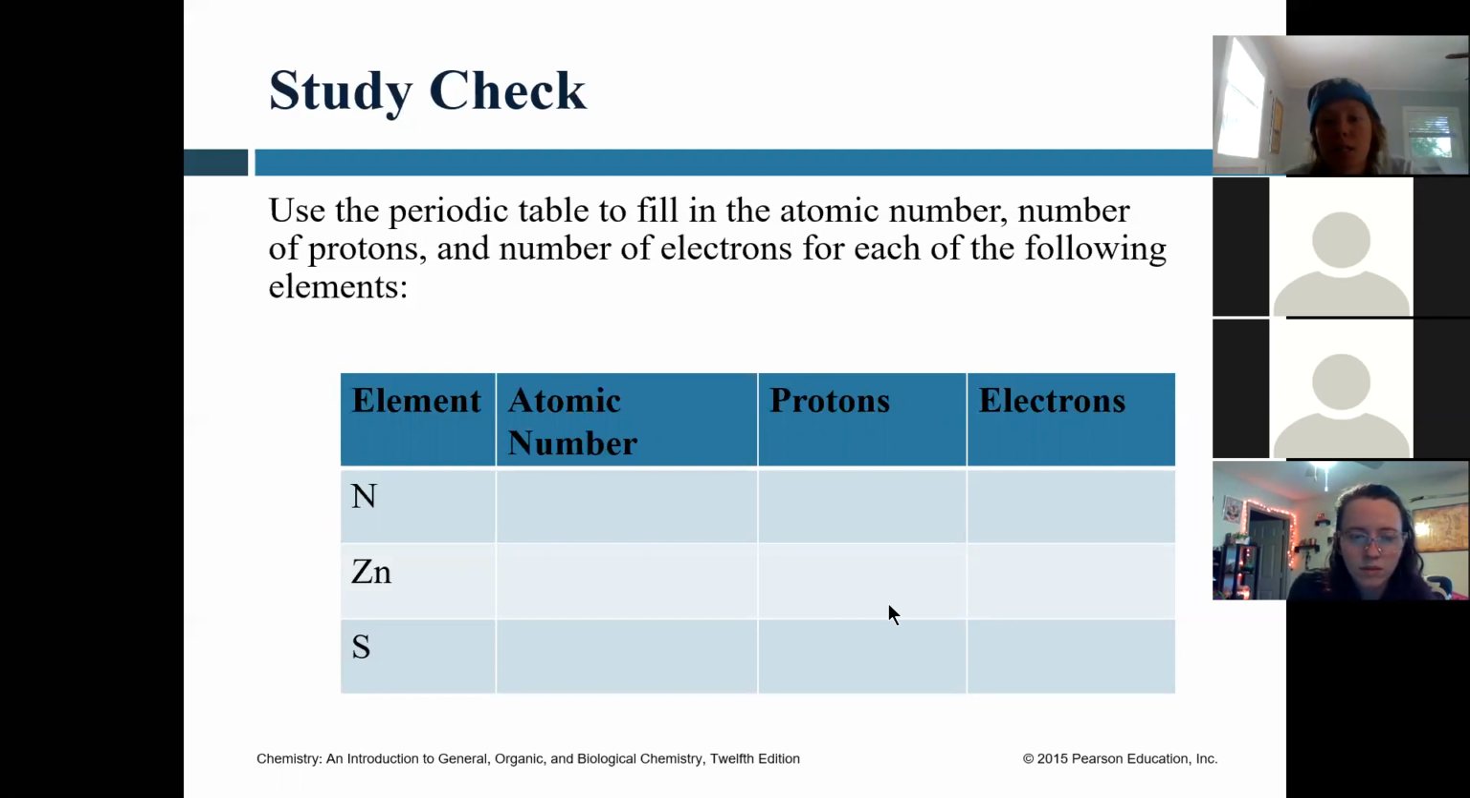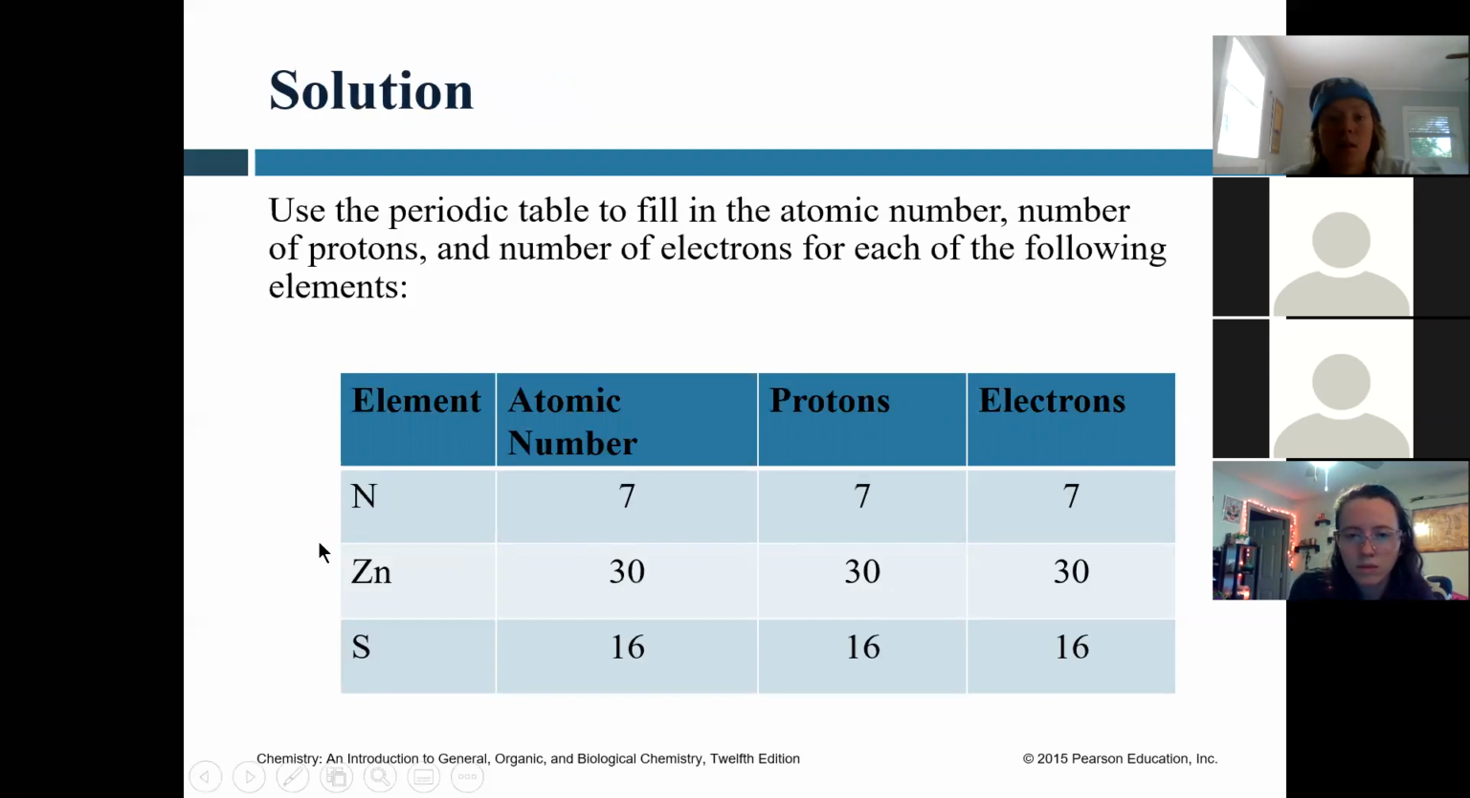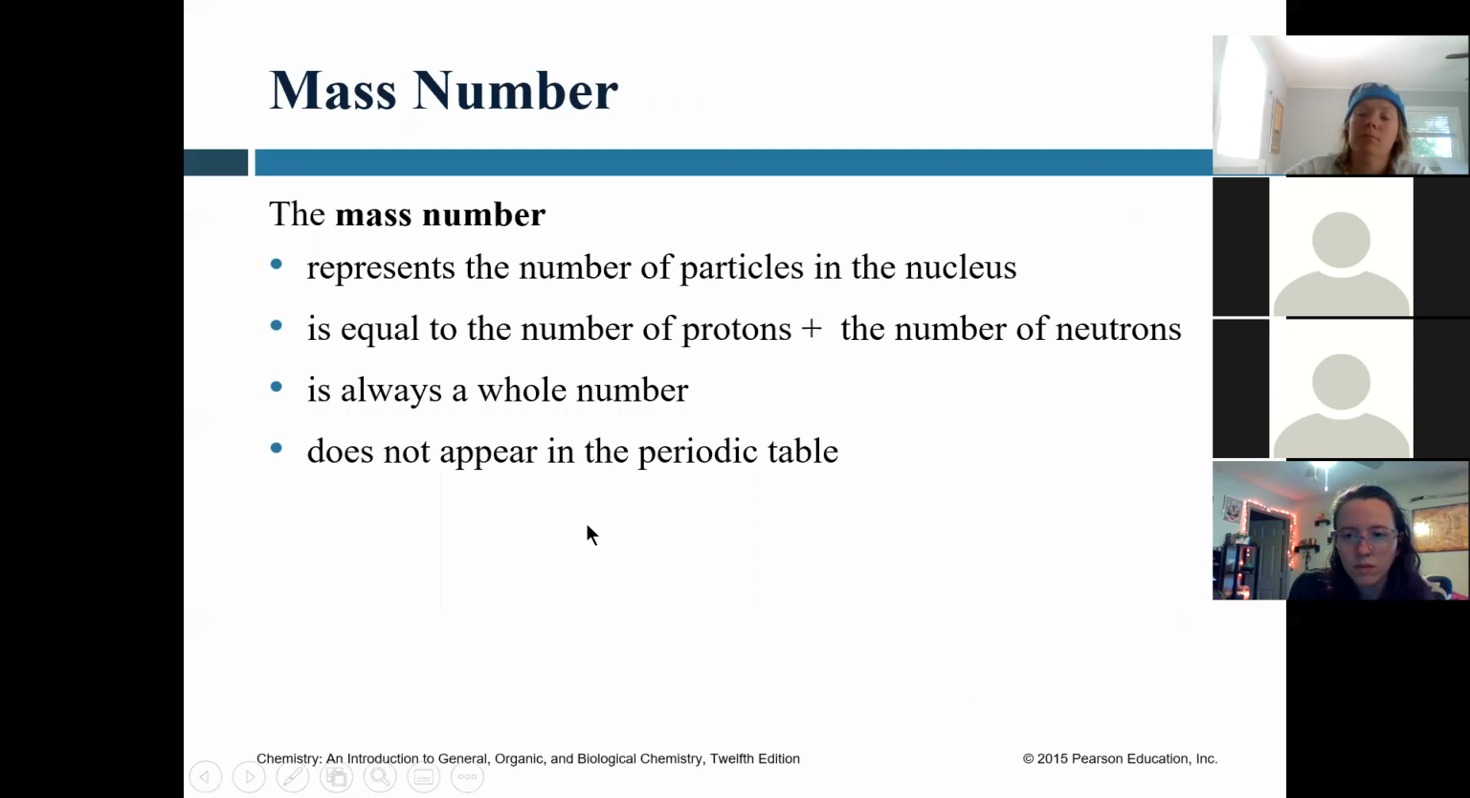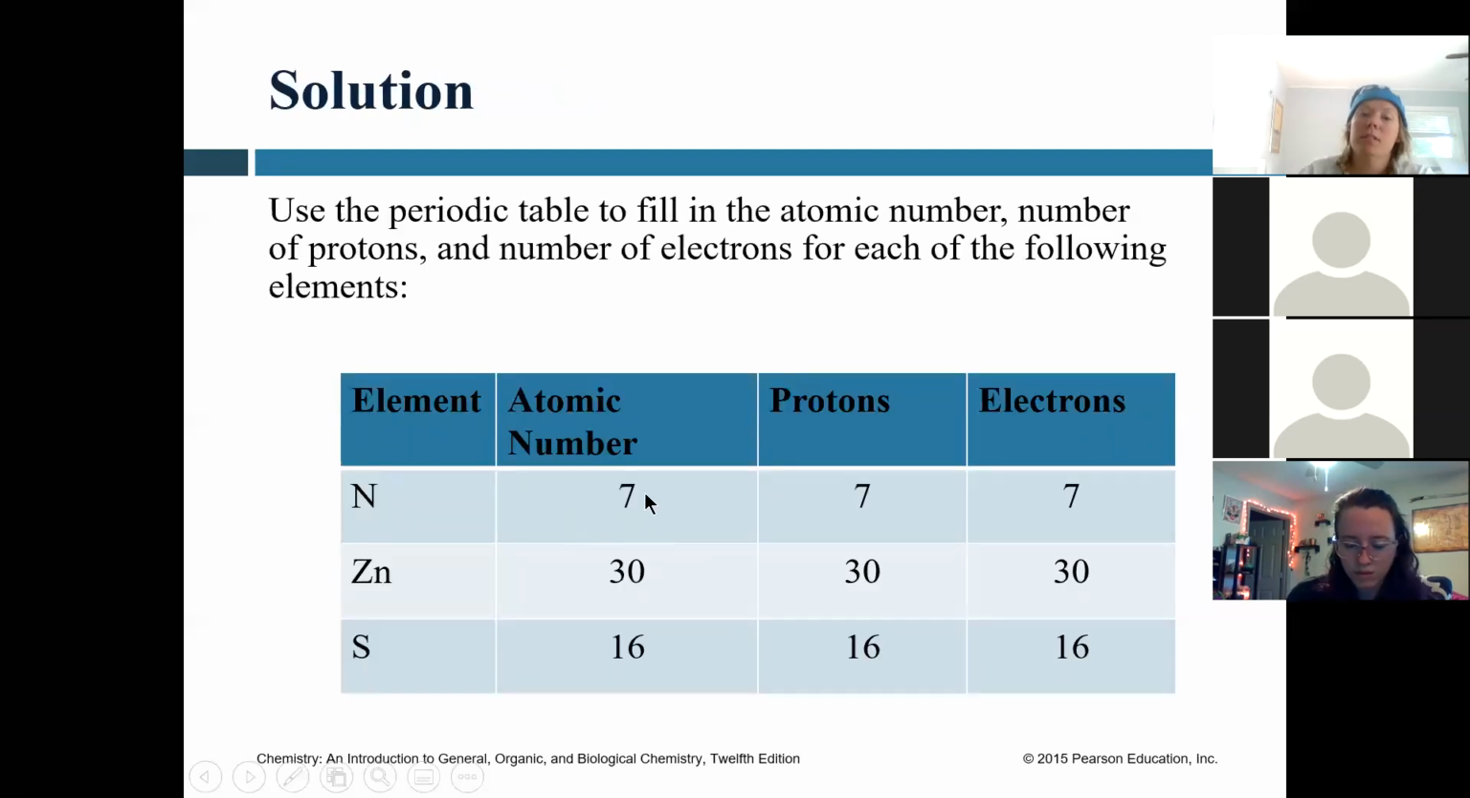All right, so it shouldn't take too long. Nitrogen is number 7, so we should have 7 protons and 7 electrons. Zinc is number 30, so 30 protons, 30 electrons. Sulfur, 16 protons, 16 electrons.